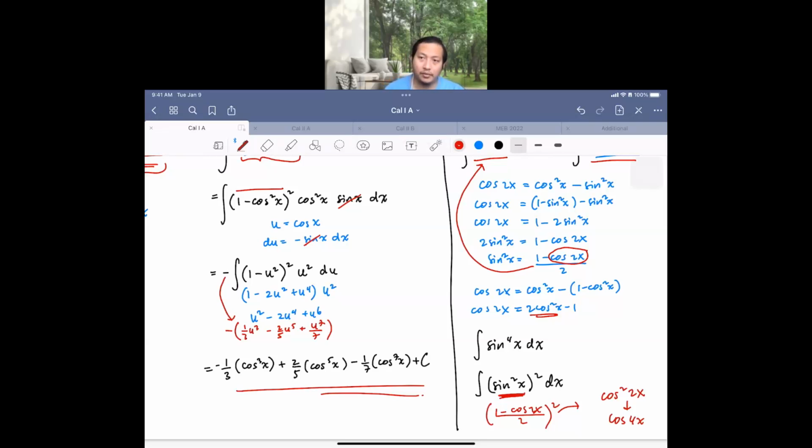And if you have more, for example, it's not only sine with power of 4. Maybe you have some multiplication of that. It's also the same, and you will have more double angle formulas to come.